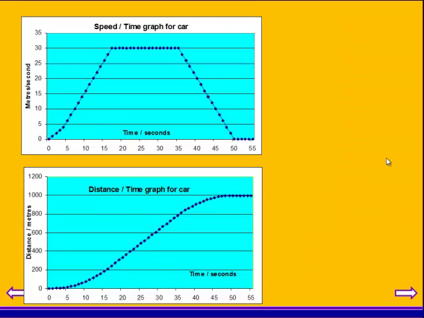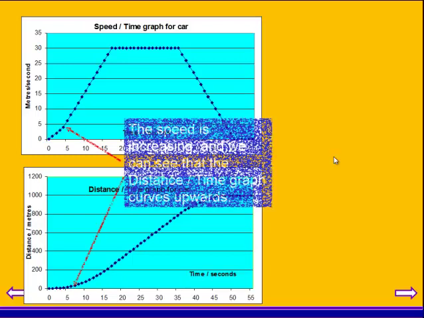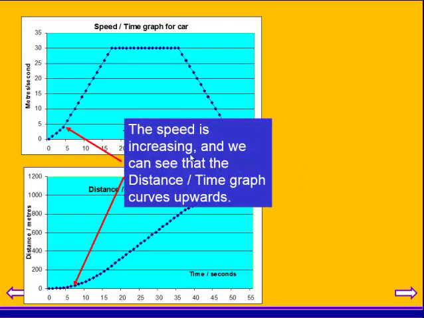Now let's compare these two journeys and see how both graphs tell the same story. The speed is increasing, so that means that here there's a positive gradient on the velocity time graph, and on the distance time graph or displacement time graph we'll see that it's curving upwards.